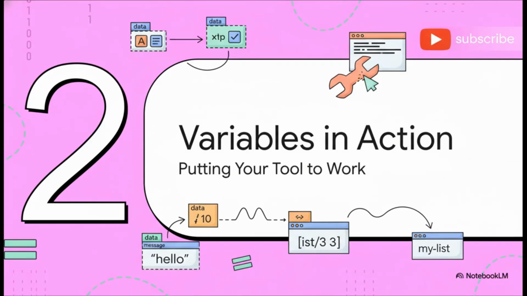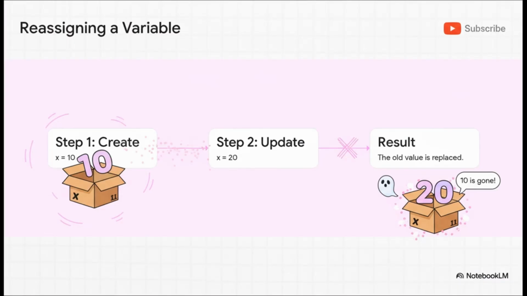All right, enough rules. Let's get to the fun part and see how these variables actually work in the wild. Let's put this tool to work. Remember our labeled box? Well, the cool thing is you're not stuck with what you first put inside it. You can change it. Here, we start by putting the number 10 in our box labeled x. Then, a little later, we decide to update it and put 20 in there instead. The old value, that 10, it's just gone.